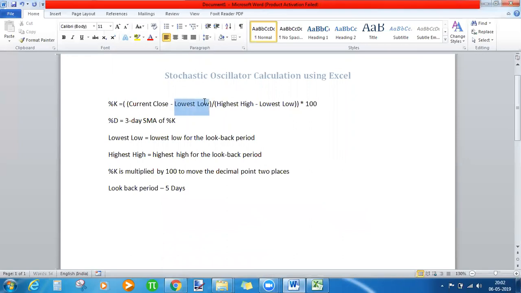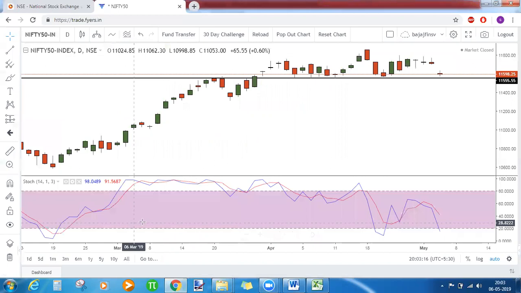Here, lowest low and highest high refer to the look back period that you input into the indicator. Are you talking about the past 14 days? Are you talking about the past 5 days? It depends upon that. If you input the look back period as 5 days, it will take the lowest low of the past 5 days and the highest high of the past 5 days. So this is the formula for percentile K, and for percentile D, you take the 3-day simple moving average of percentile K. You have these two values and they are plotted here.